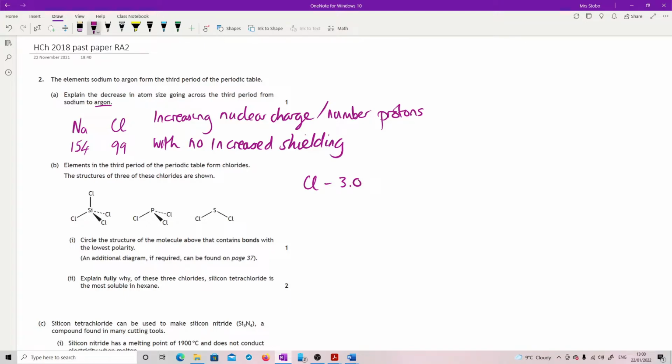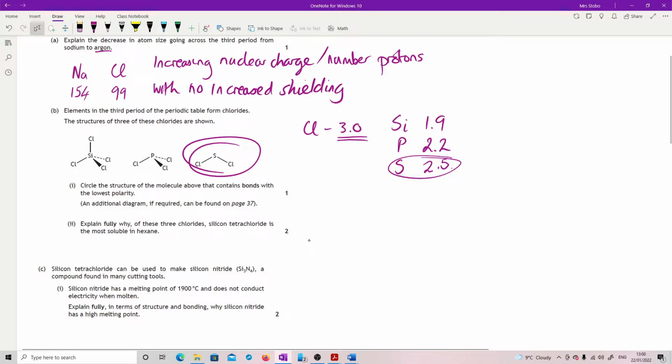We're just looking for the least difference between. Okay, so looking this up, silicon is 1.9, phosphorus is 2.2, and sulfur is 2.5. So lowest polarity, smallest difference between 3 and 2.5, so I'm circling that one.